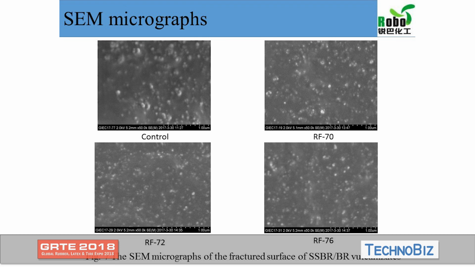From SEM micrograph, we can see that the dispersion of silica is not so good in the control sample, whereas when added with metal soap, the silica particles became smaller and more uniform in the rubber matrix. Of course, the good wetting ability of metal soap to silica results in better silica dispersion.